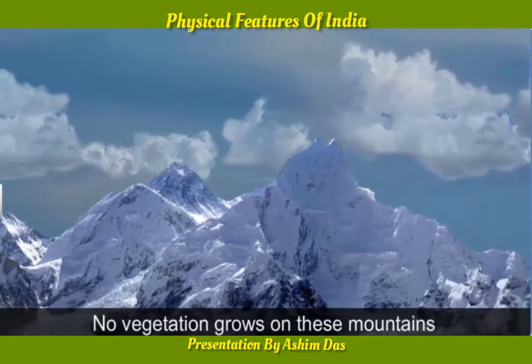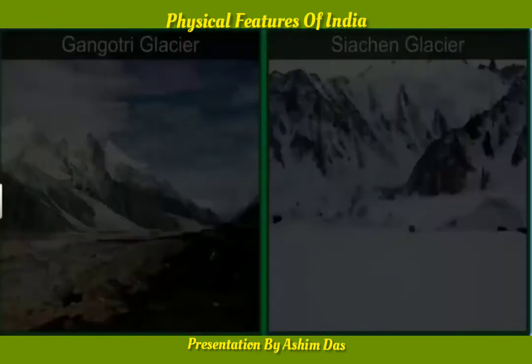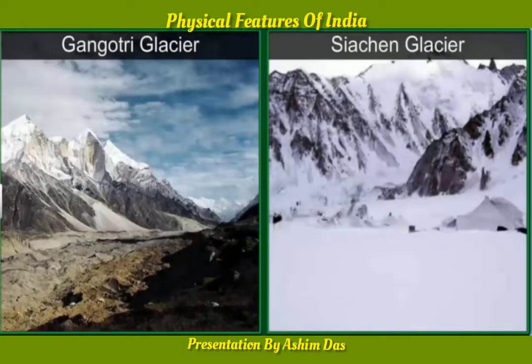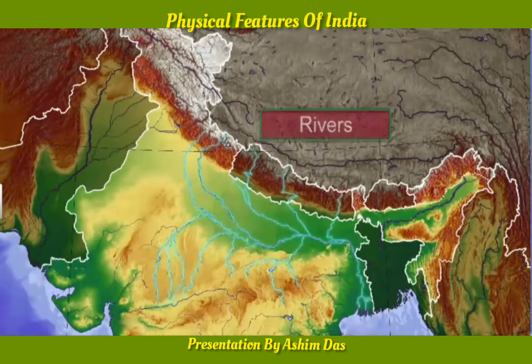However, several glaciers, such as the Gangotri and the Saichen, originate from this range. These glaciers feed rivers that form the source of water for a large part of the population.